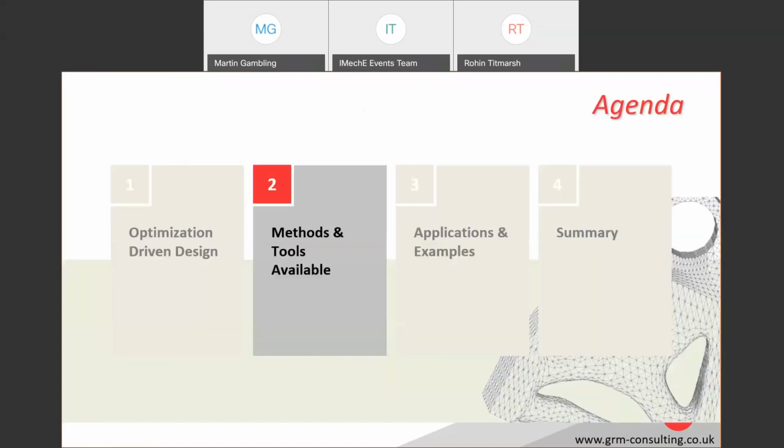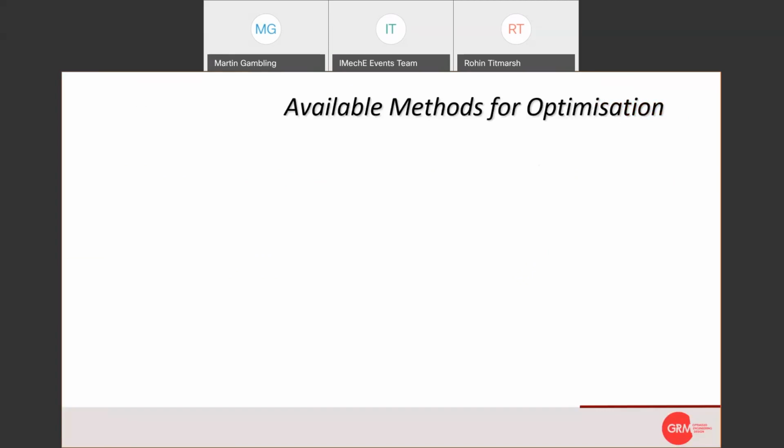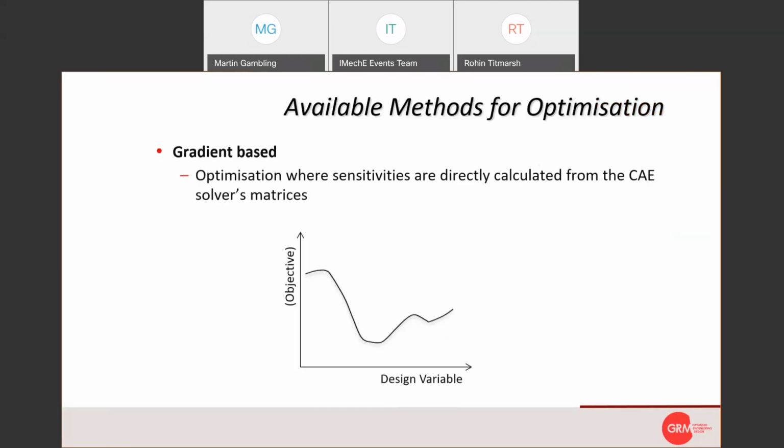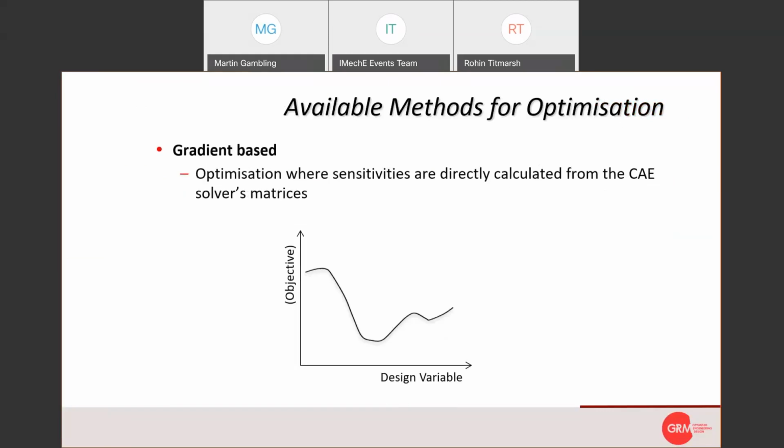Okay, so enough about why you should do it and the whole background. What tools are available? In terms of the types of methods, there are two really major types available we'll go through. First is what's called gradient based, and these are great because they're fast, they can consider thousands of design changes and just get you to an answer very quickly.